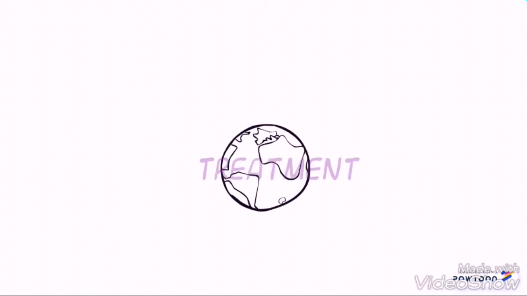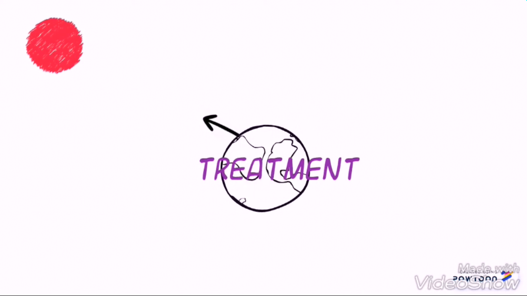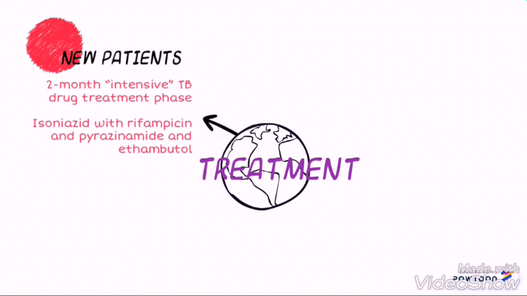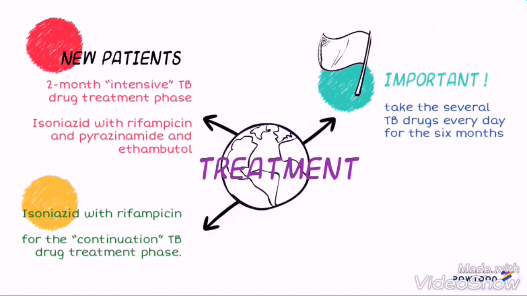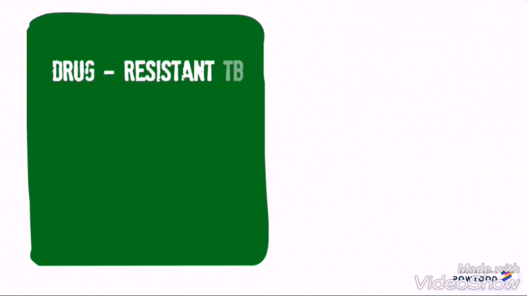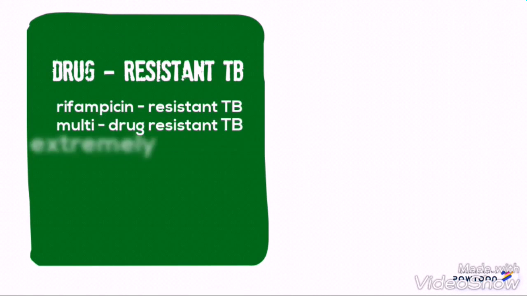New TB patients are treated with first-line drugs isoniazid, rifampicin, pyrazinamide and ethambutol in a 2-month intensive phase, followed by a 4-month continuation of isoniazid and rifampicin. It is vital that patients take several TB drugs following the time period given, as failure to do so will result in them developing either rifampicin, multi-drug or extremely drug-resistant TB.